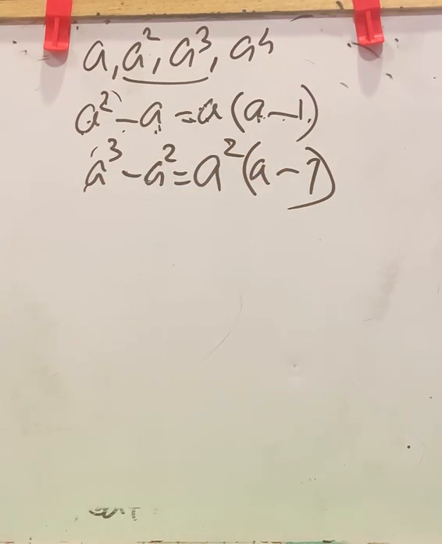So a square into a minus 1. This is a into a minus 1 difference, and this is a square into a minus 1. This is not same, so it is not an AP.